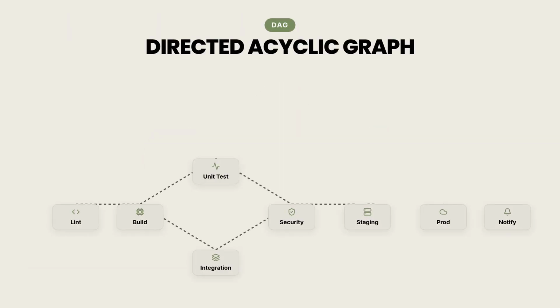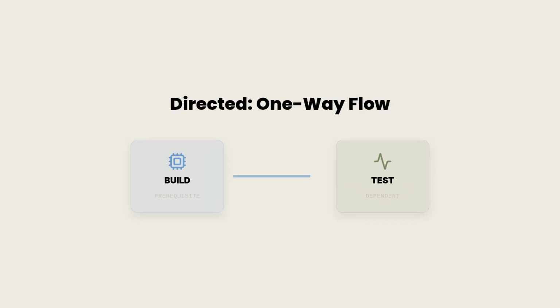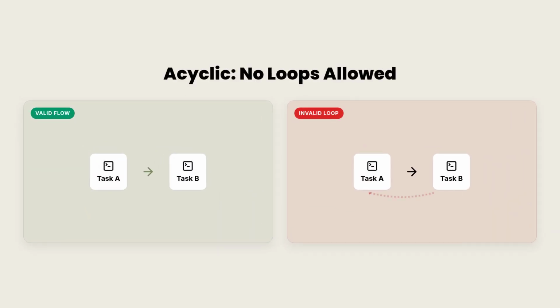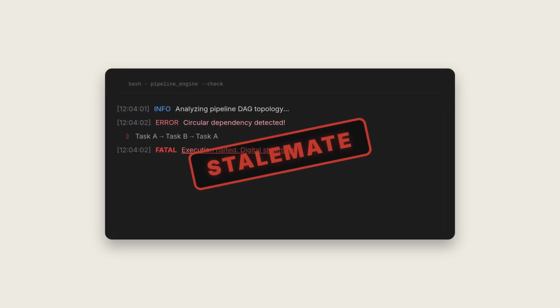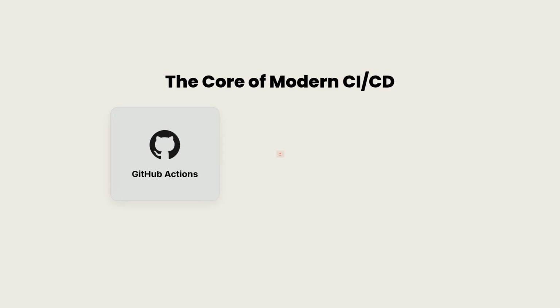This web of relationships isn't just a list of steps. It is a mathematical structure called a Directed Acyclic Graph, or a DAG. Directed means the arrows point in one direction, from prerequisite to dependent task. Acyclic means there are no loops. You can't have task A depend on task B, while task B depends on task A. If you do, your pipeline will spin forever, locked in a digital stalemate.